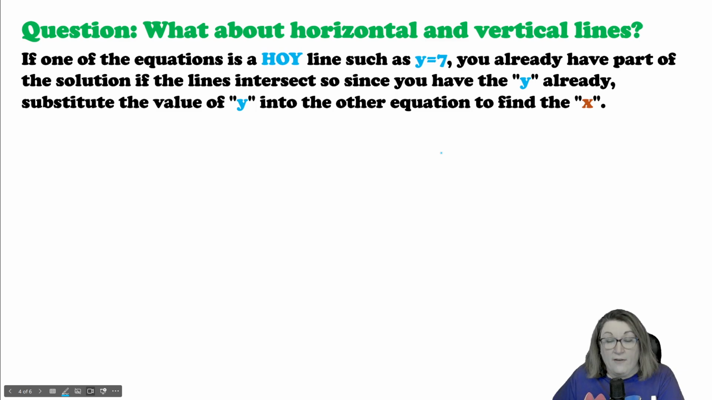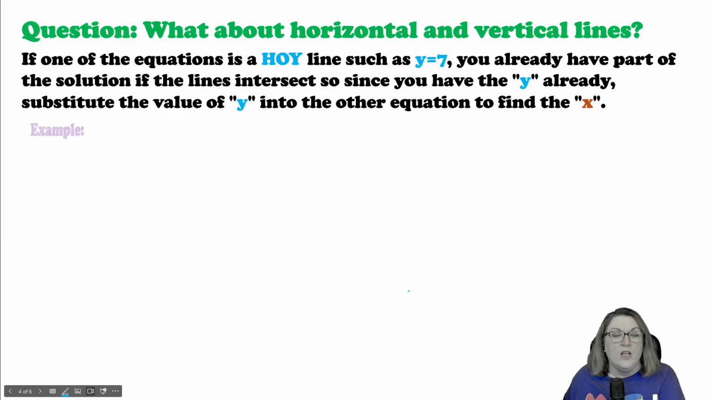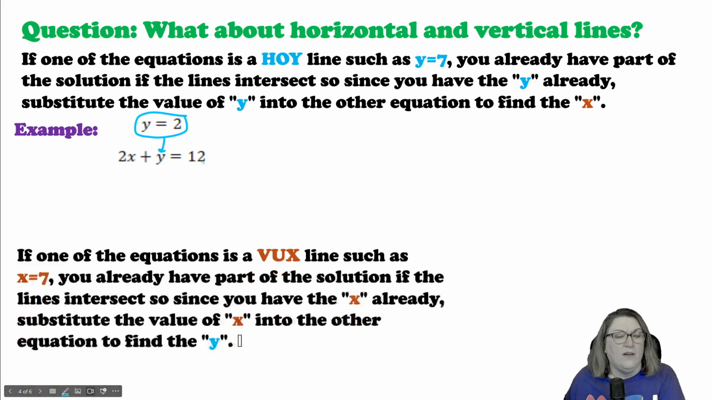So since you have the y already, substitute the value of y into the other equation to find the x. That's what we did right here. We had a horizontal line here, and we just substituted it in place of that y there and solved to get the x, right? So here's some examples. We have y equals 2. So I would take what y is equal to there and plug it in right there.